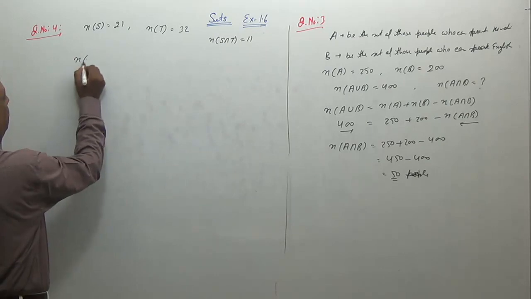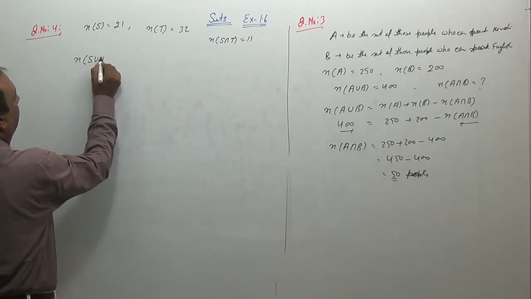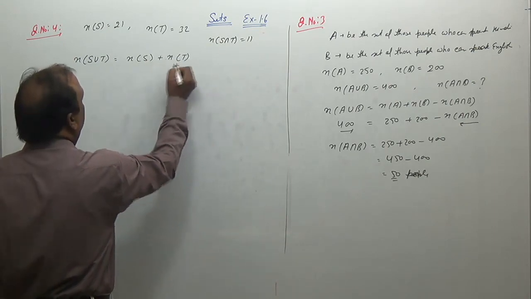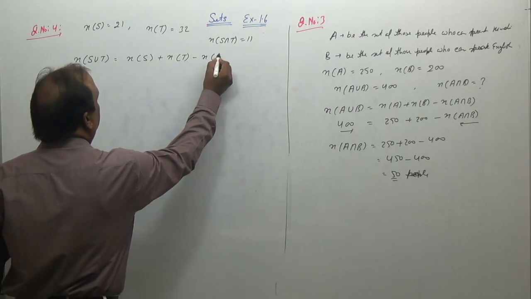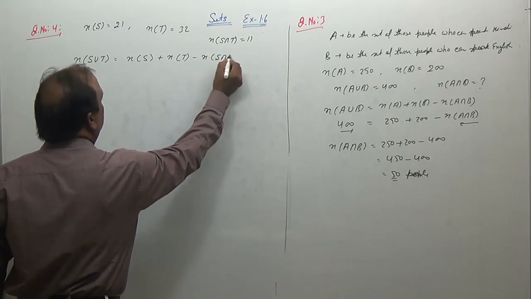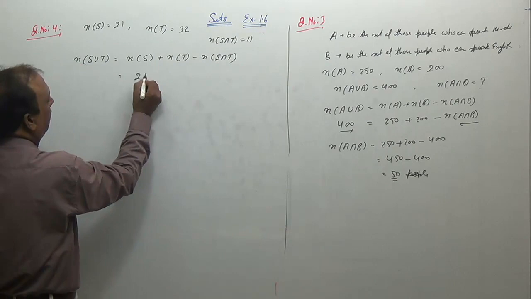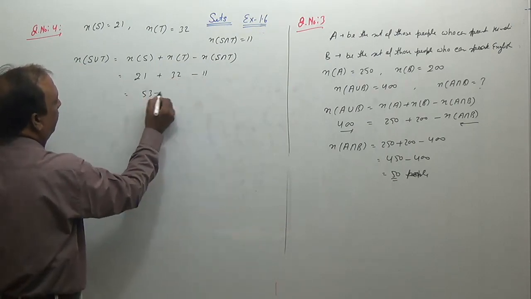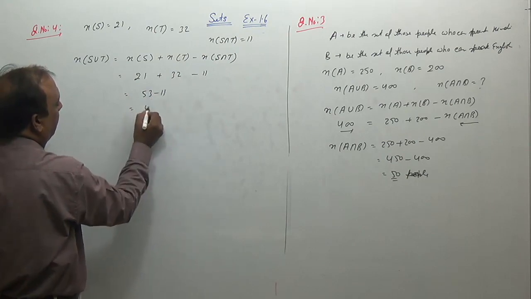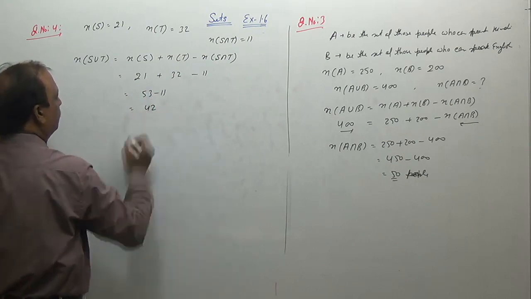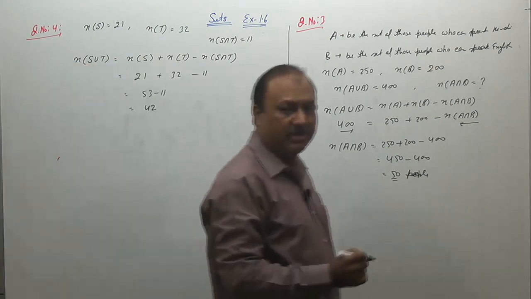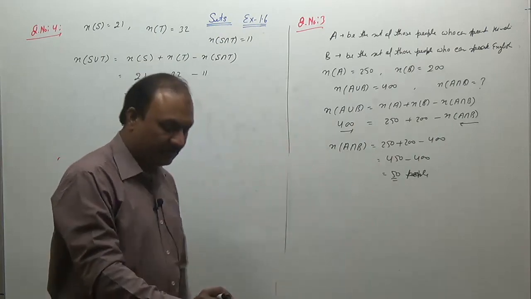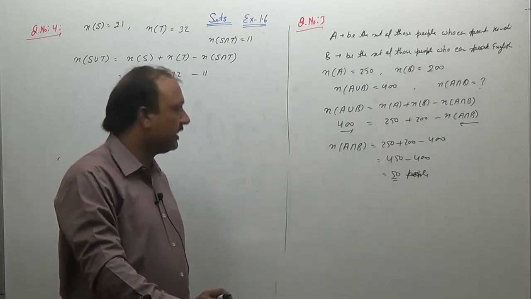So applying the property, n(S union T) is equal to the number of elements of set S plus the number of elements of set T minus the number of elements of S intersection T. So there are 21 elements, 32 elements, minus 11. So 53 minus 11, that is 42. So there are 42 elements in S union T. So this is a very simple question. We have calculated by applying the direct formula.